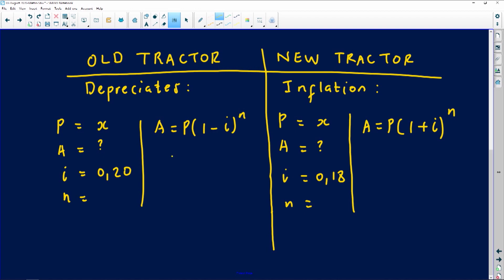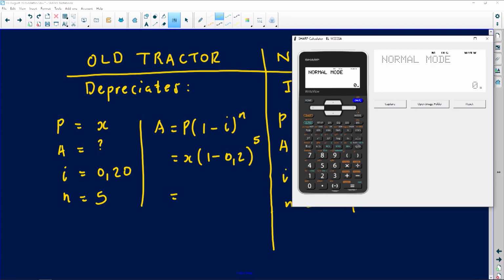So I'm going to be there. My P value is X. I've got 1 minus, my interest is 0.2, to the power of n. This is running for 5 years, right? So I'm going to have an answer here of X multiplied by (1 minus 0.2) to the power of 5. Let's see if this is a nasty number, right?